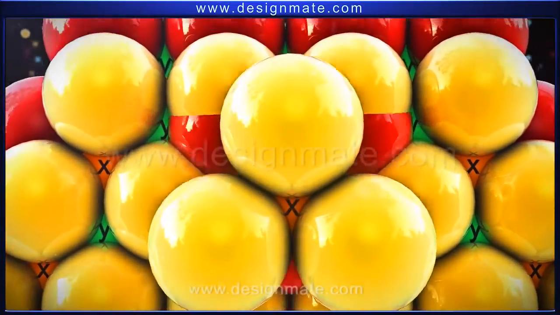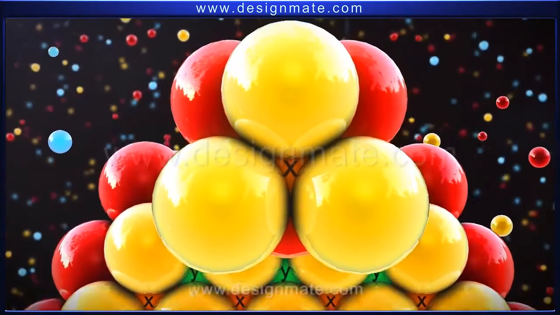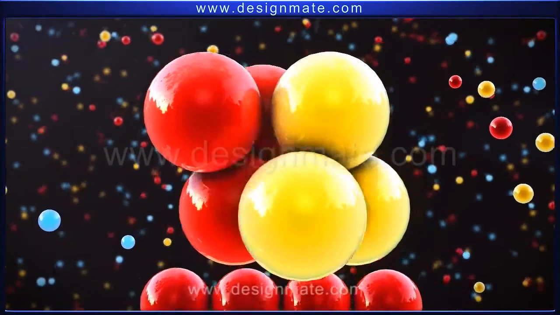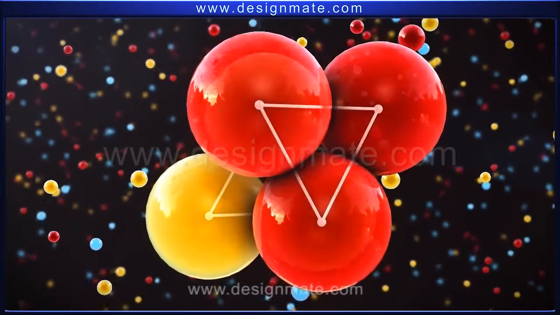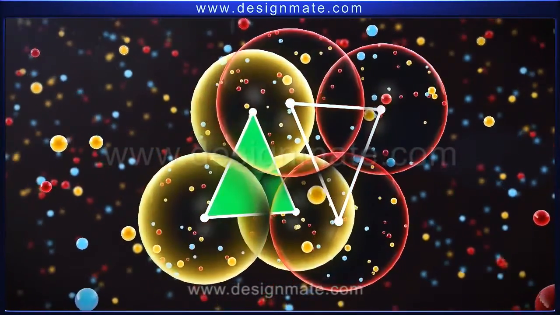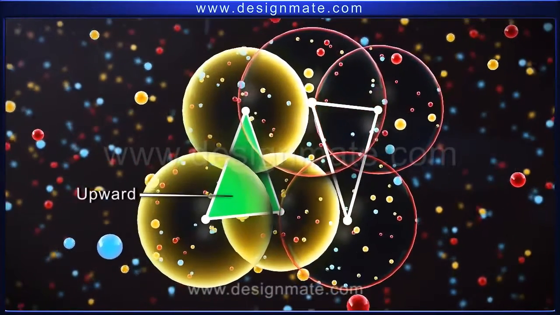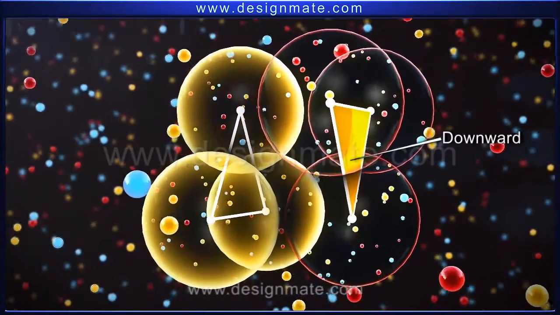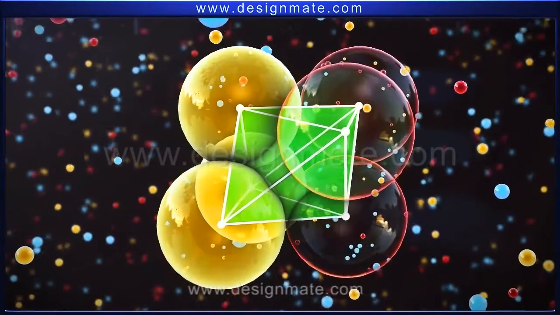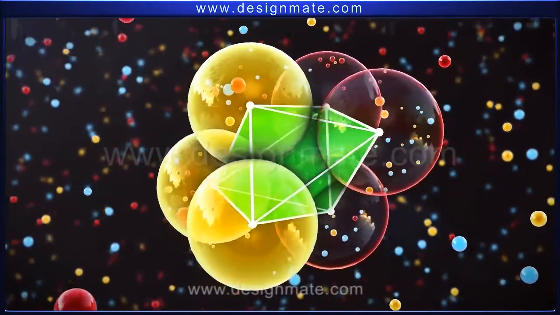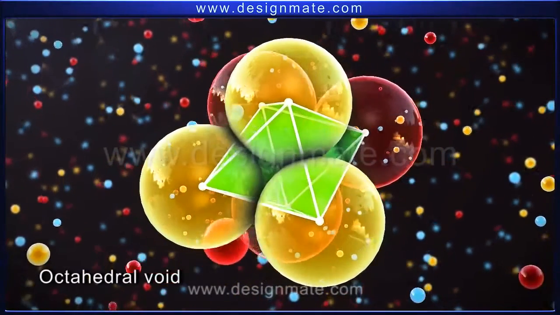Let us consider a group of atoms surrounding the X voids of layer B and those surrounding the Y voids of layer A. You can visualize 2 triangles, one having an apex pointing upwards and the other pointing downwards. The void so formed has an octahedral shape. Such a void, surrounded by 6 spheres, is called an octahedral void.